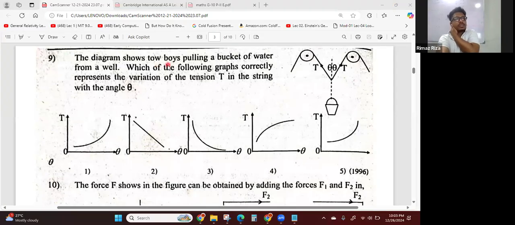The diagram shows two boys pulling a bucket of water from a well. Which of the following graphs correctly represents the variation of the tension T in the string with the angle theta? Okay.